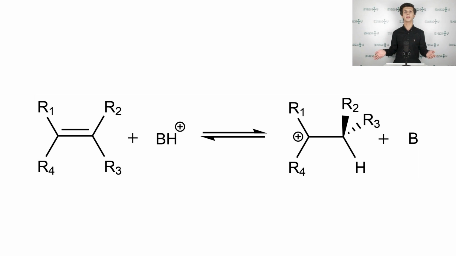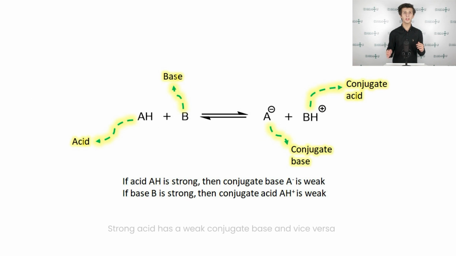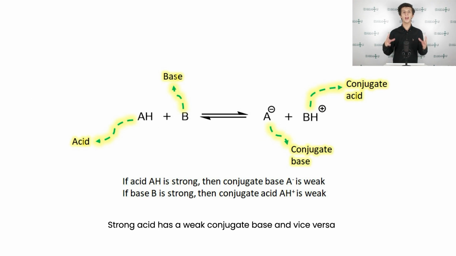Let us evaluate the influence of base strength. Look at the reaction presented on the slide. Alkene is protonated with BH+, yielding carbocation and conjugate base B. It is quite complicated to protonate alkene. In order to do it, you need to use some strong acids such as hydrobromic acid. Do you remember Bronsted acid-base theory from your inorganic chemistry course? One of the key postulates of this theory is that strong acid has a weak conjugate base and vice versa.